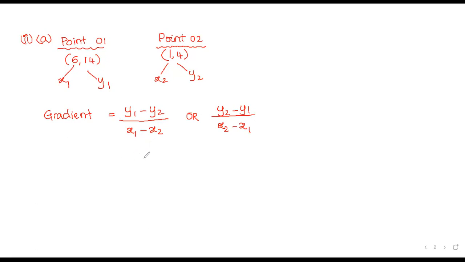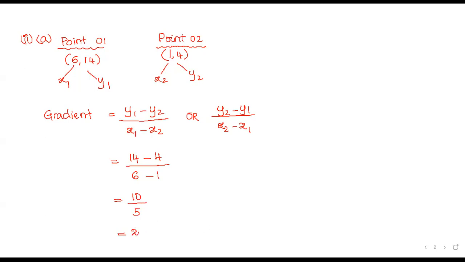Here I prefer to have the first formula because when I'm looking at the coordinates, I can see 6 and 14, they are bigger than 1 and 4. Therefore, I don't want to worry about the negative signs. I don't get any negative answers if I use the y1 and x1 first because they are larger. So then y1 is 14, y2 is 4, divided by x1, which is 6, and x2, which is 1. So then 14 minus 4 is 10. 6 minus 1 is 5. Then the answer is 2.